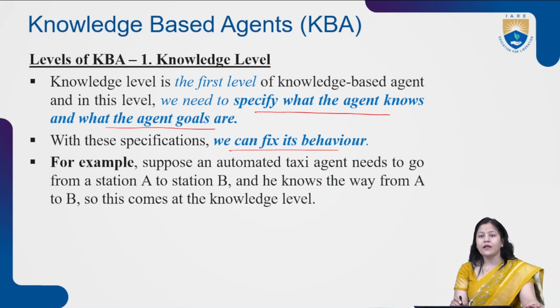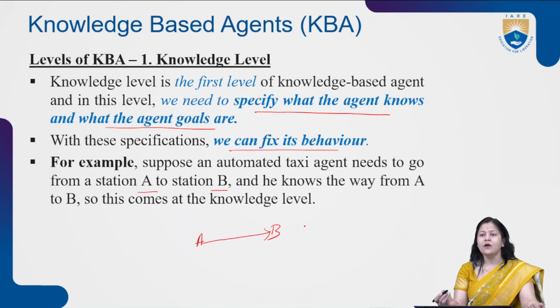Now you can see the example, I hope you can understand. Suppose an automated taxi agent needs to go from station A to station B and it knows the way from A to B. So this comes at the knowledge level. That means, take a person coming from home to the college. Our home is A and college is B. We have the knowledge, so blindly I'll take the route and I'll reach the college.